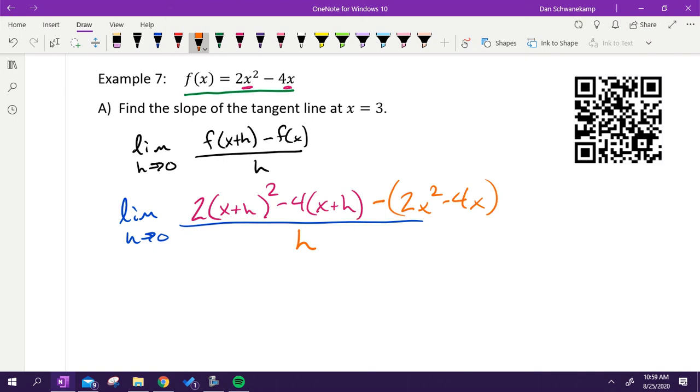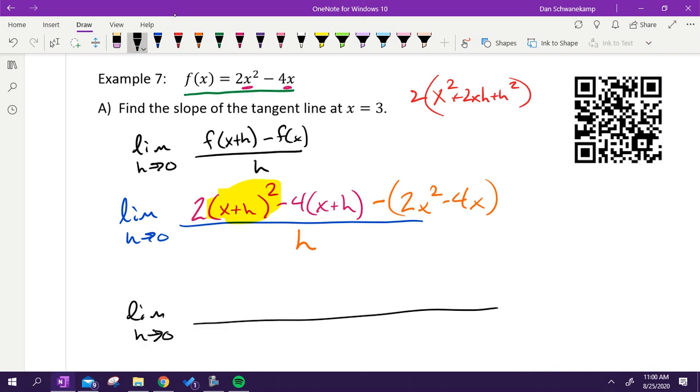If I were to plug in 0, I'd get 0 over 0. So I need to FOIL this thing out. So again, if you're not good at this, memorize it. But that right there is x squared plus 2xh plus h squared. And I'm going to take that and multiply it by 2. And I just hate writing it out a second time. That's why I'm writing it funkily to the side there.